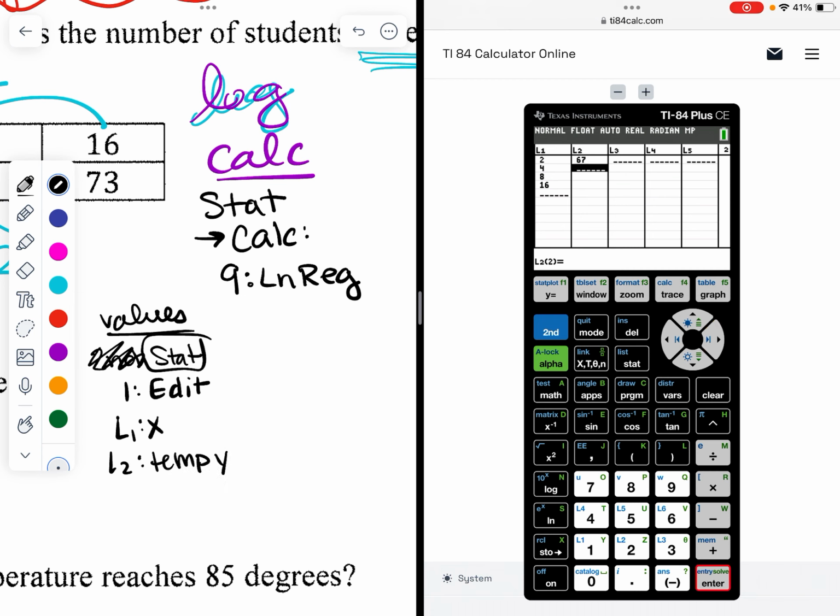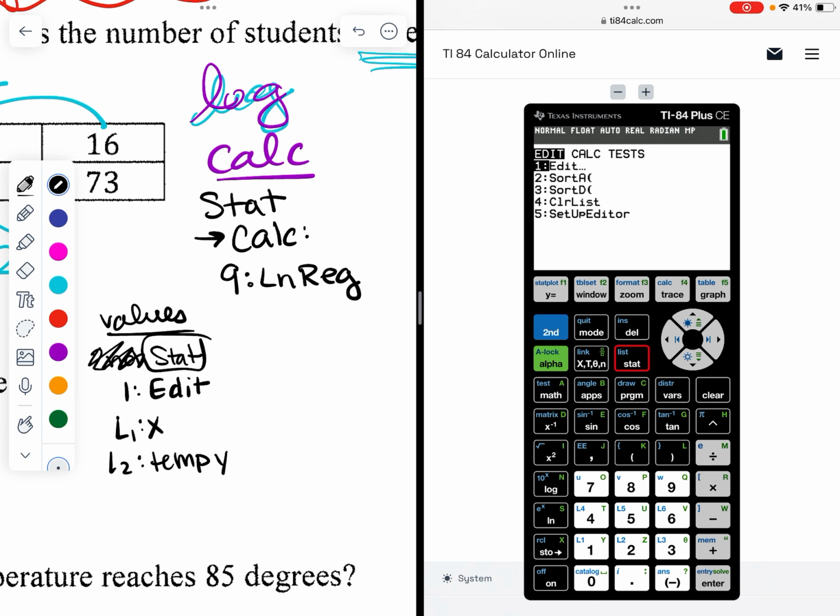Now that we've got list 1 and list 2, we can go back to our ln regression to come up with the equation that is working. Again, we're going to go to stat, calculate, option number 9. Our x values are in list 1, and y values are in list 2. We're going to store our regression. You always want to store it.